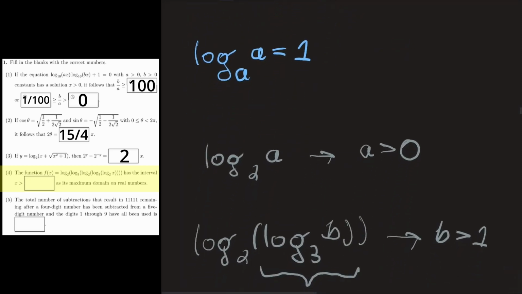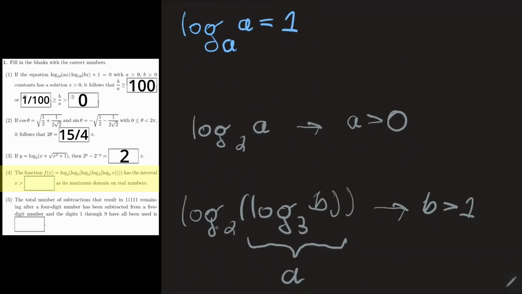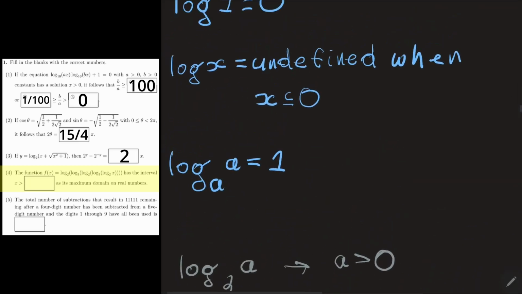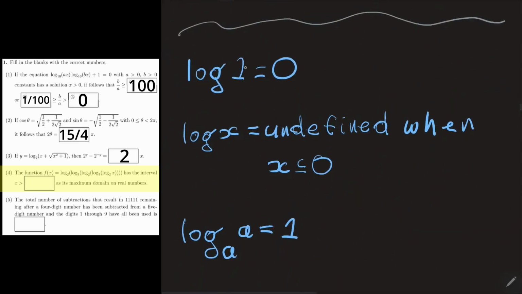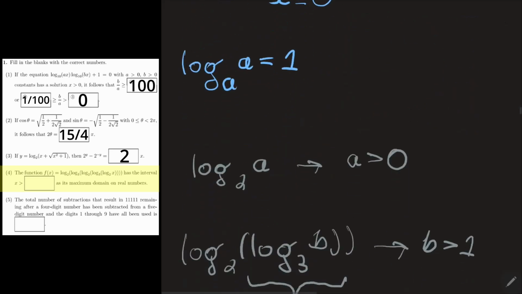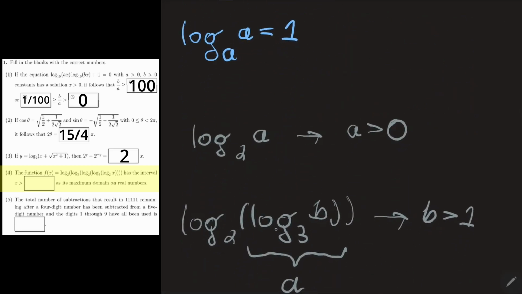So next we're going to add in the second log. So now we have log base 2 of log base 3 of b. And this log base 3 of b is just what we defined as a earlier. So our a has to be greater than 0, which means that b over here has to be greater than 1, because the thing is log 1 is equal to 0. So log of anything greater than 1 will be greater than 0. And we need this to be greater than 0 as we established previously.